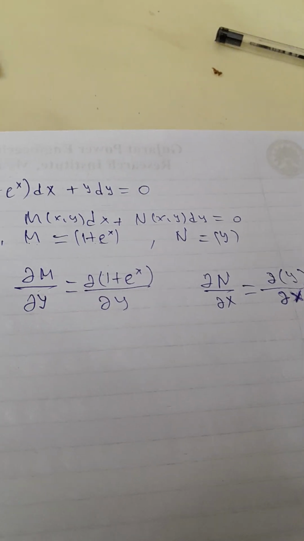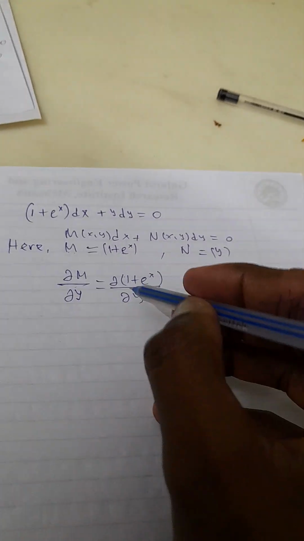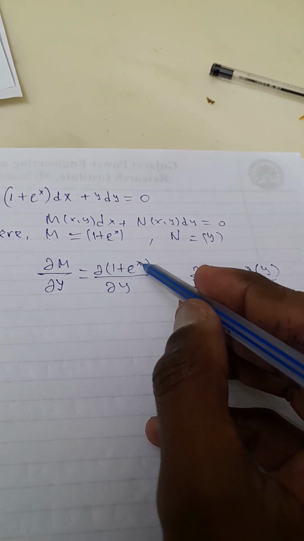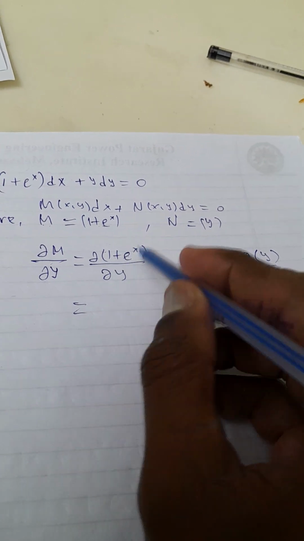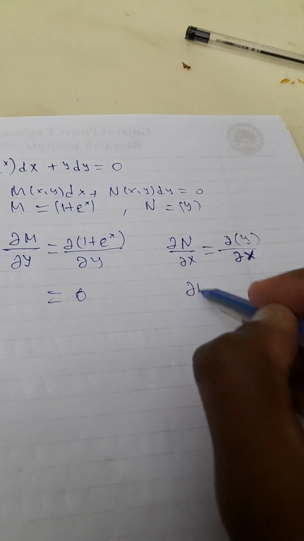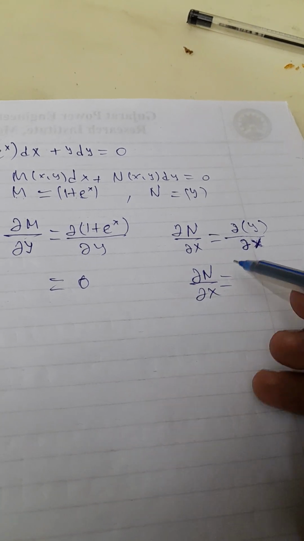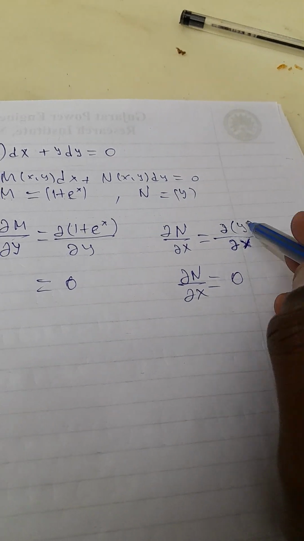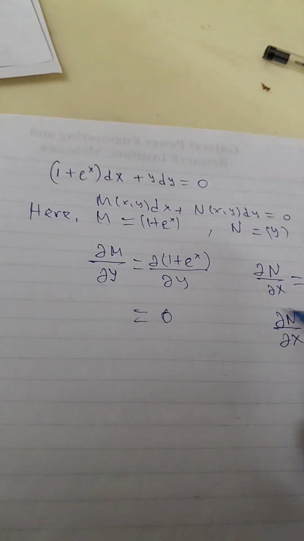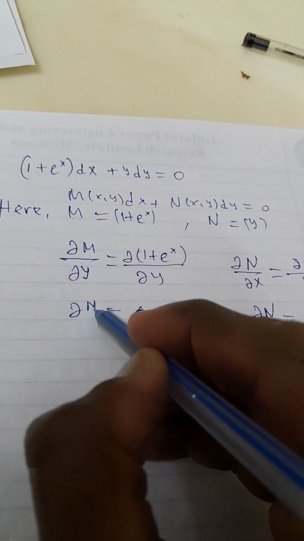Okay, now see, 1 plus Euler raised to x with respect to y, all here will be constant. This will be 0 directly. And here, what I will get, ∂N/∂x will be also 0, because y is a constant when I'm deriving with respect to x.